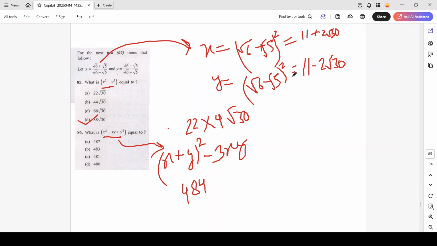What is xy? If I just multiply, this will become 24 minus 120... Okay, and this will become 1. This is what xy is. And if I put xy is equal to 1, that means minus 3 is equal to 481. What will be the answer? 481. So C is the answer of 86.